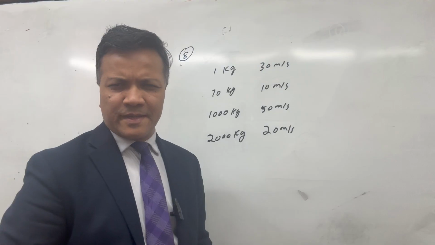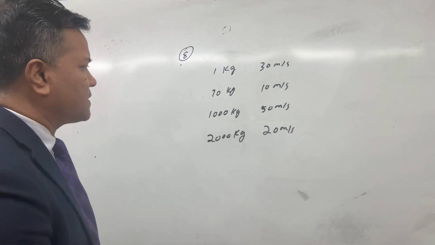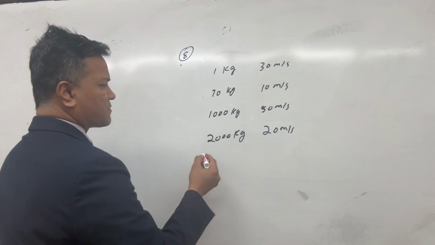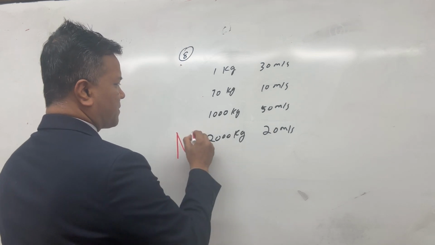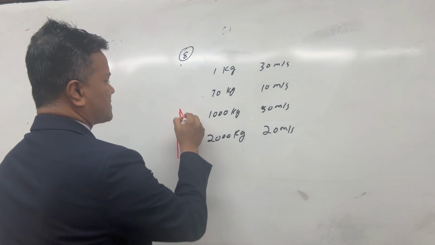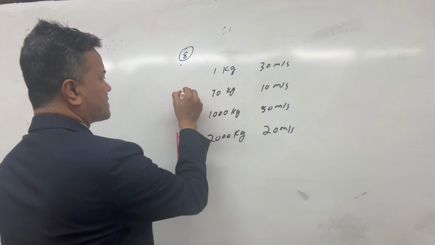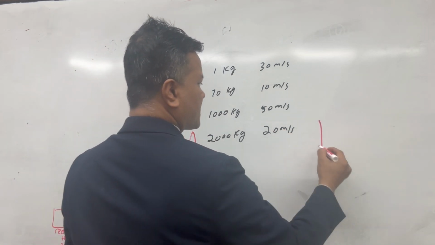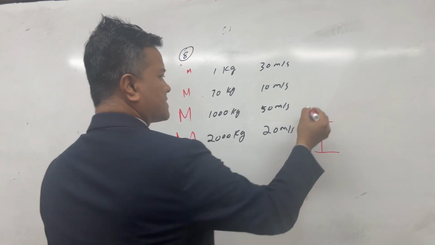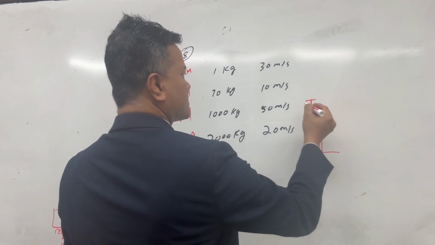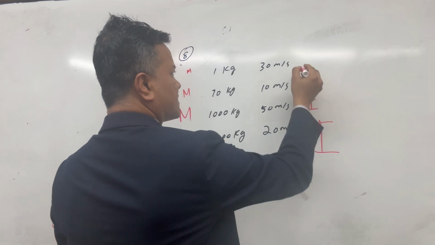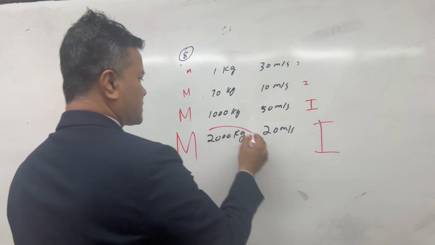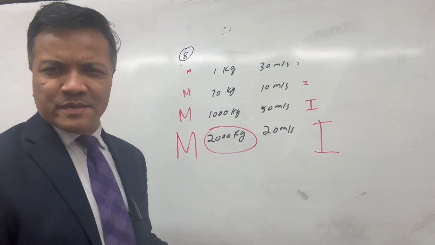All right, we need to find the inertia. So let's check it out. This one has the most inertia because let's write it down in terms of mass. Big mass, second biggest mass, third biggest mass, and then the fourth. So this one has the biggest inertia, this one has the second biggest inertia, this one has the third biggest inertia, and this one has almost no inertia. So the answer to the question is 2000. More mass means more inertia.